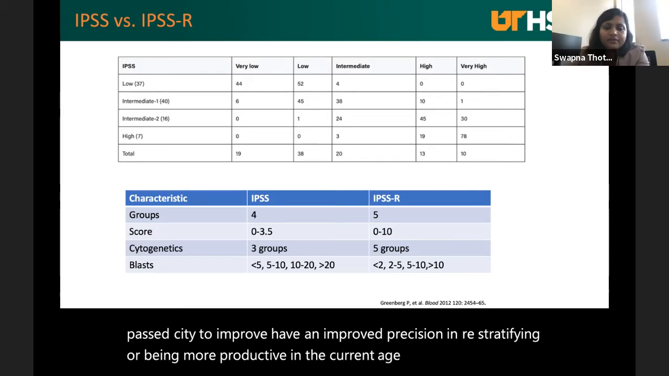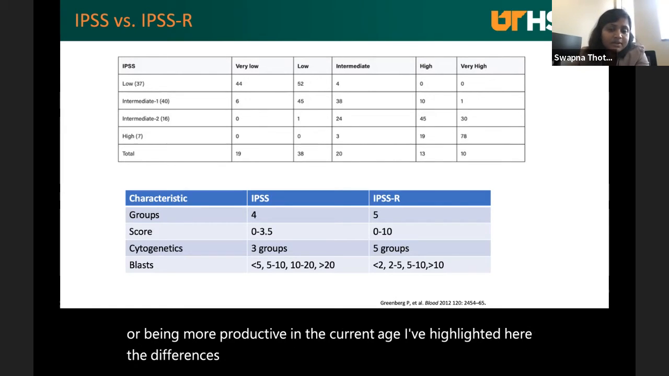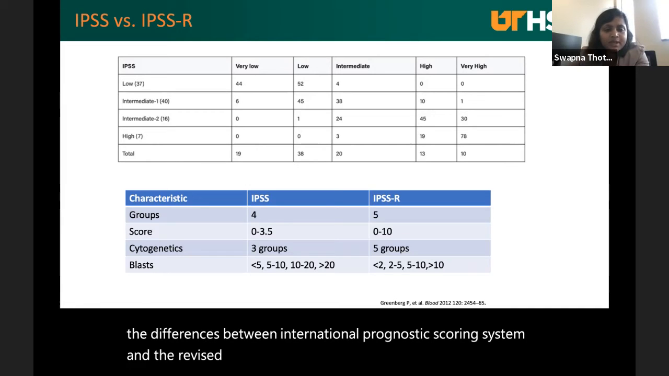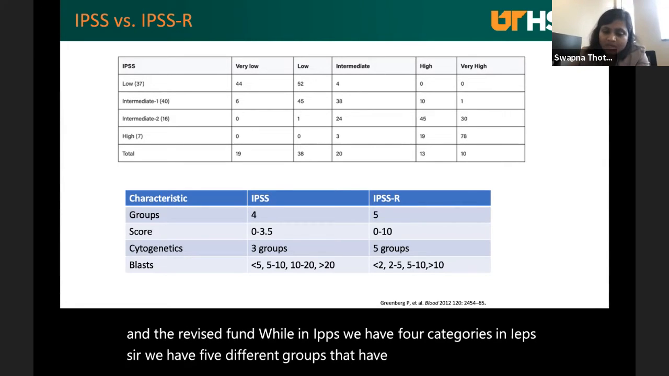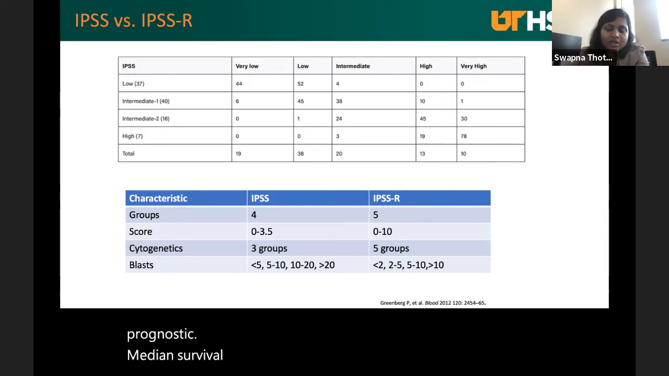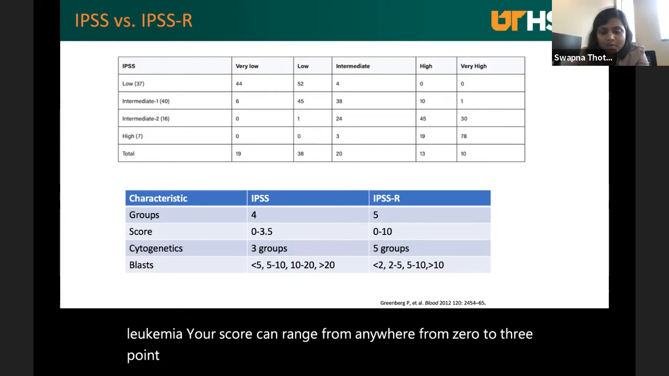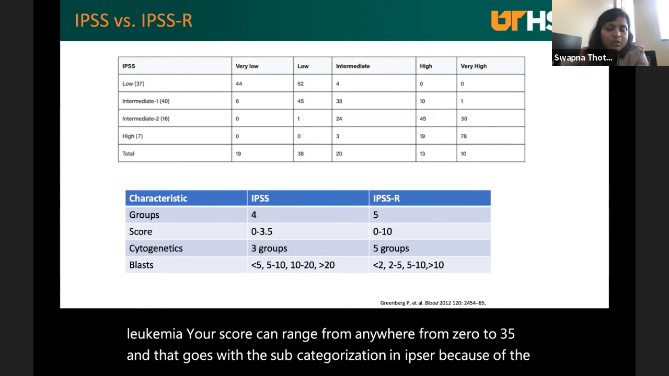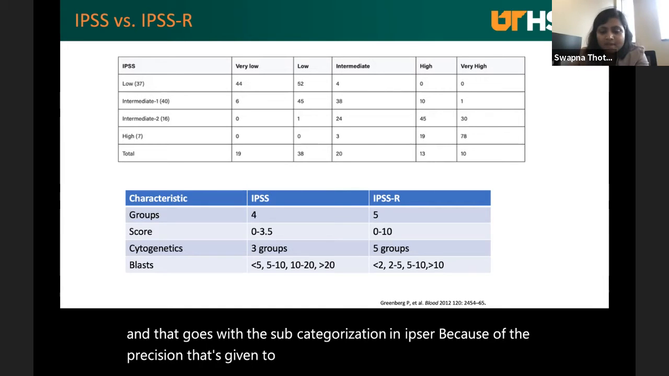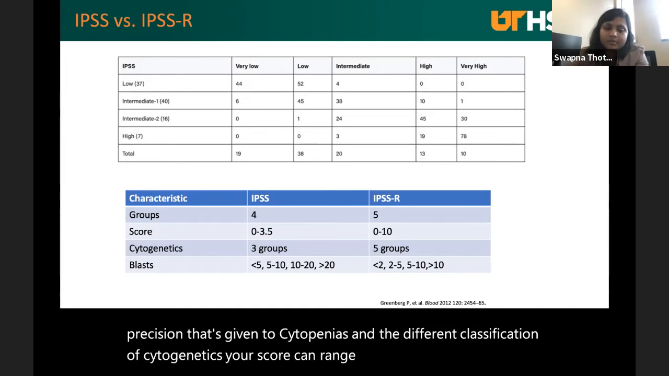I've highlighted here the differences between the International Prognostic Scoring System and the revised one. While in IPSS we have 4 categories, in IPSS-R we have 5 different groups that have distinct prognostic median survival and risk of transforming to acute myeloid leukemia. In IPSS your score can range from 0 to 3.5, and that goes with the subcategorization. In IPSS-R, because of the precision given to cytopenias and the different classification of cytogenetics, your score can range anywhere from 0 to 10.